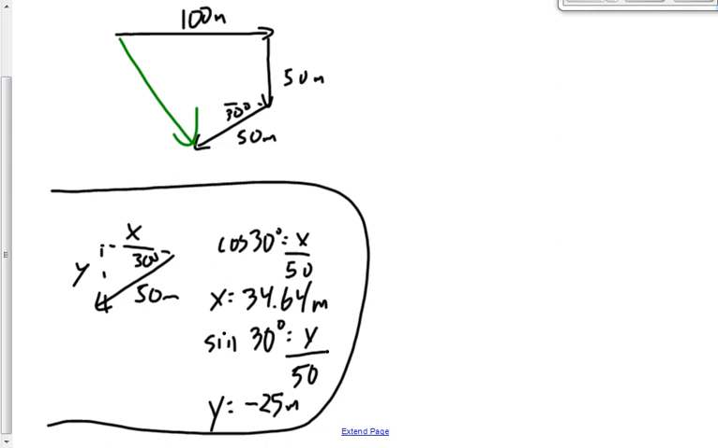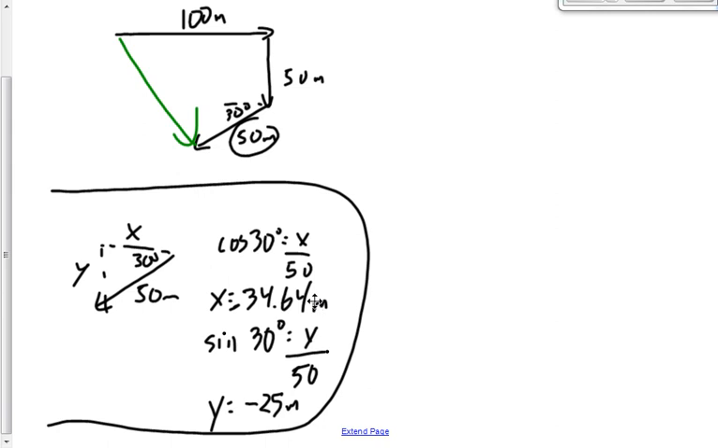That's what gets rid of this one right here. We no longer have that. 50 meters at 30 degrees doesn't exist anymore. We've replaced it with 34 across and 25 down. This one is also negative, actually, by the way, isn't it? Because it's going left. They're both negative, left and down.